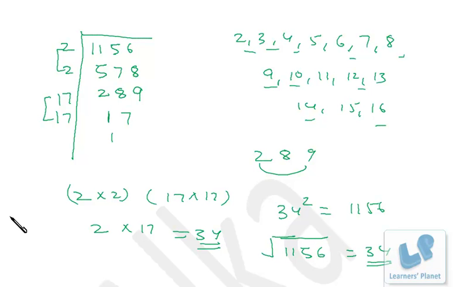Okay, so you should be knowing both the ways. Square of 34 is 1156 and square root of 1156 is 34. And how do we find out the square root? That I have shown over here. Okay, I hope you are clear.